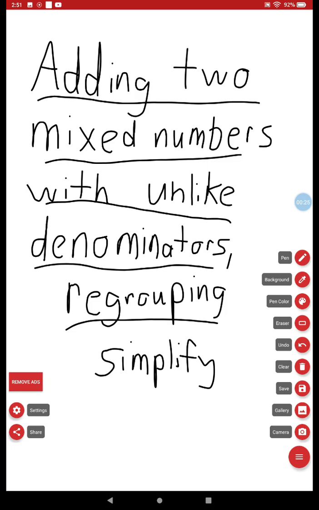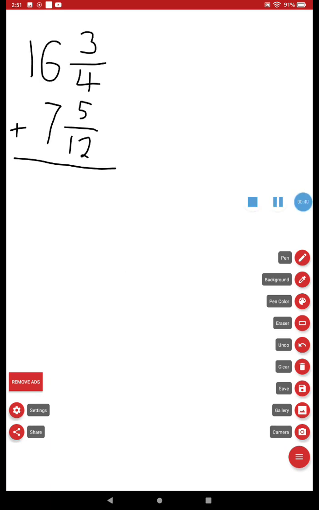Last lesson, some of them needed to be regrouped and some of them didn't. This one, all of them need to be regrouped, so that makes it a little harder. And then, of course, remember, everything needs to be simplified. Let's take a look at our first example. All right, so I have 16 3/4 plus 7 5/12.